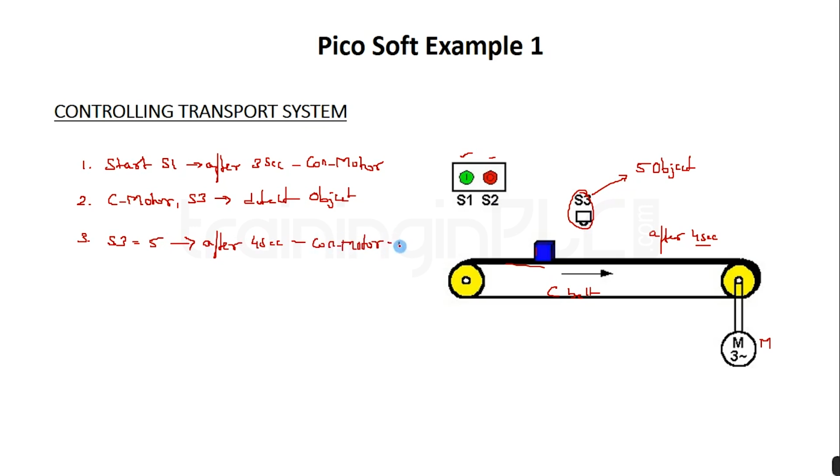We need to turn it off. Okay. So this process will continue until the stop switch is pressed. Once the stop switch S2 is pressed, we need to stop the process. Okay. So these are the conditions to write a logic. Let's see it in the software.